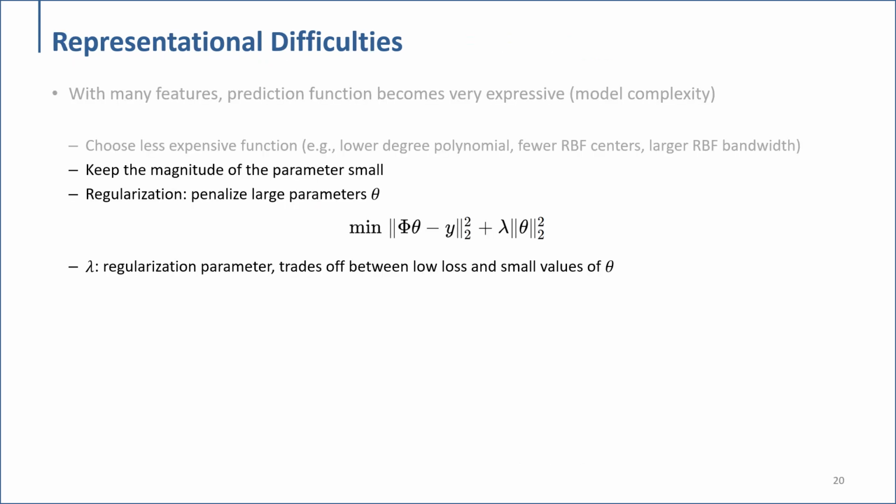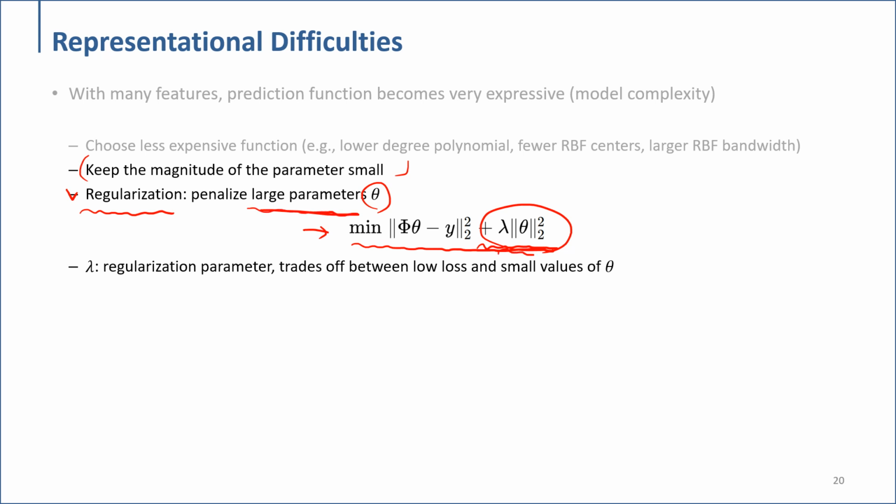The other way to avoid the overfitting problem is keeping the magnitude of the parameters small. And this strategy we call regularization. So regularization is just penalizing a large parameter theta. By implementing this regularization, our objective function becomes minimizing the error between these terms plus lambda times a term that minimizes the large parameter theta also.